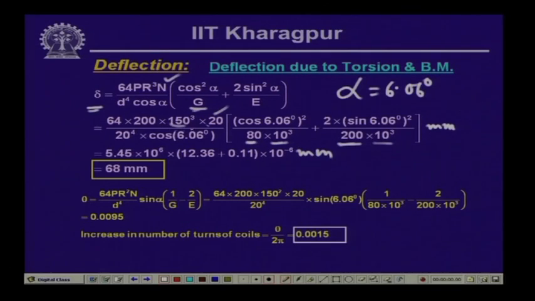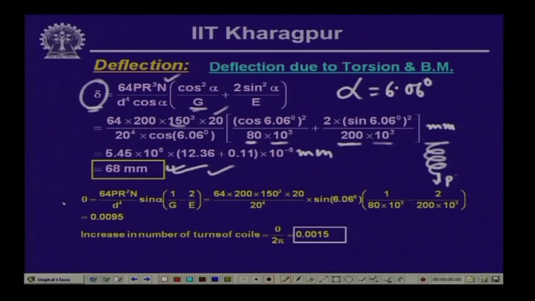So, if we substitute these values of P, R, N, d, alpha and G, the deflection which we get is equal to 68 millimeter. So, because of the application of the load P acting on this open coil spring, it is causing a deflection of 68 millimeter. Now, as we have observed, not only will this undergo deflection, but it will undergo angular rotation as well.